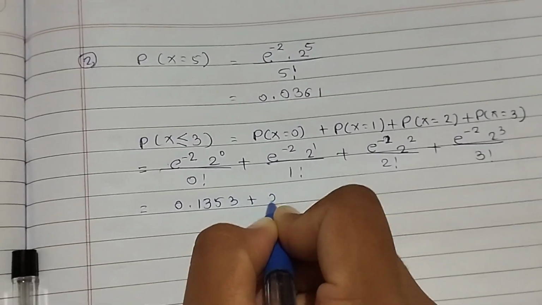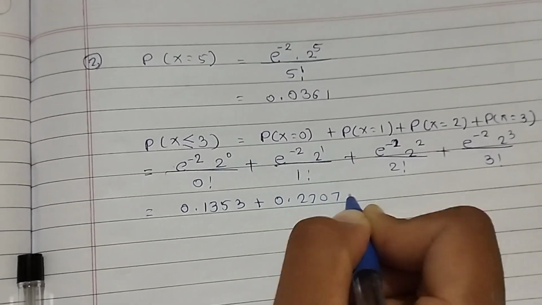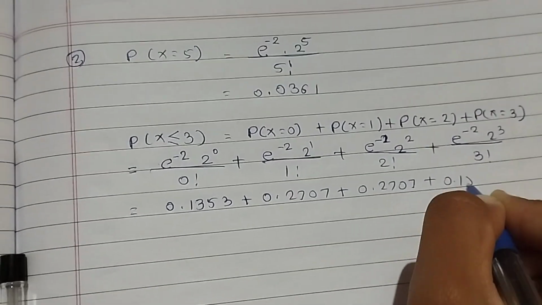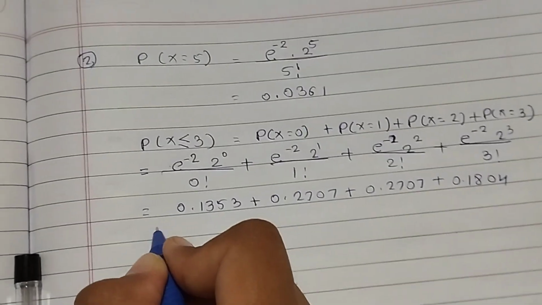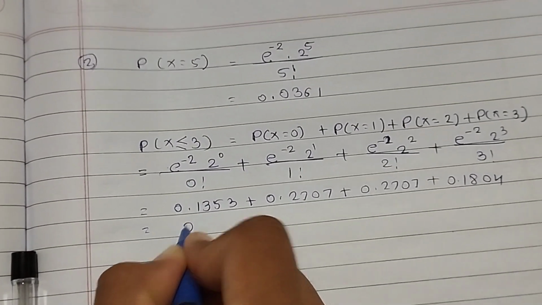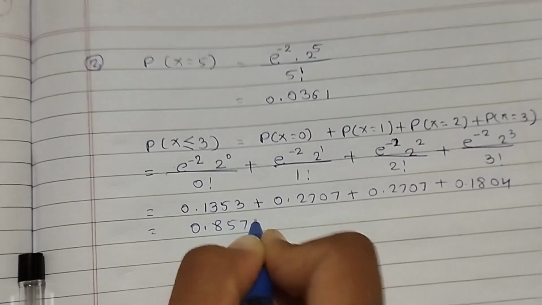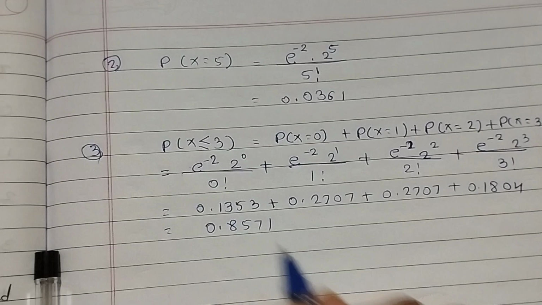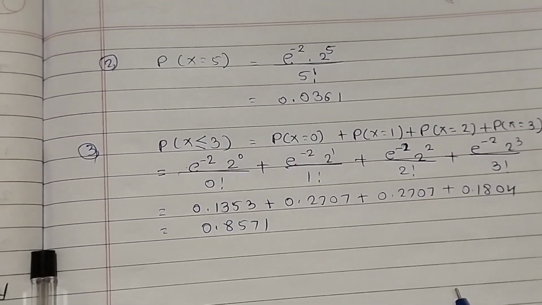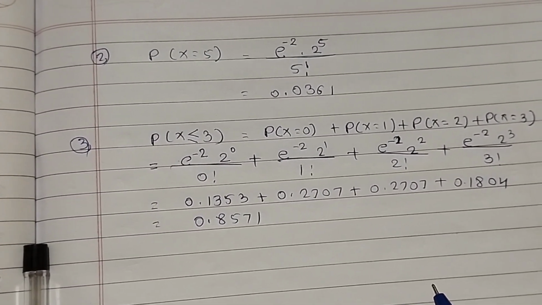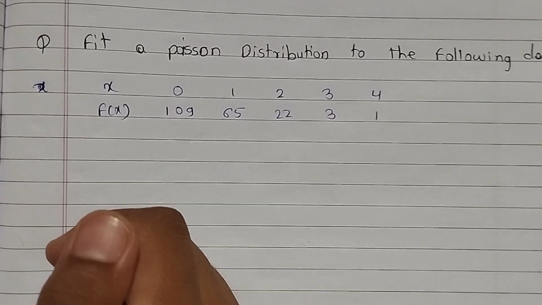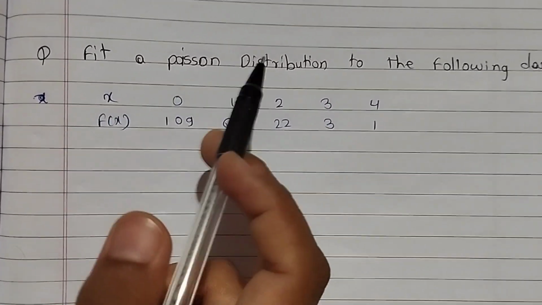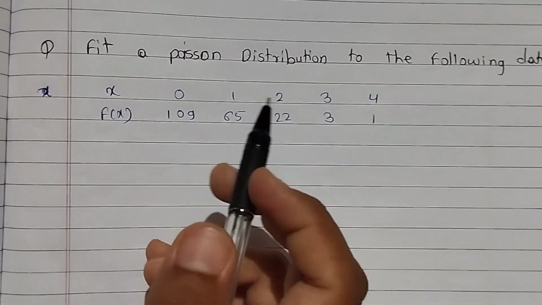0.353 plus now this is nothing but 0.8571. So these are the probabilities. I hope all of you get an idea about the Poisson's distribution. Now we see one more example. So here, fit the Poisson's distribution to the following data.